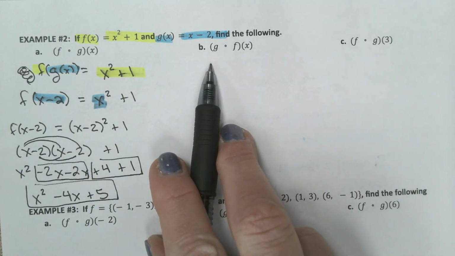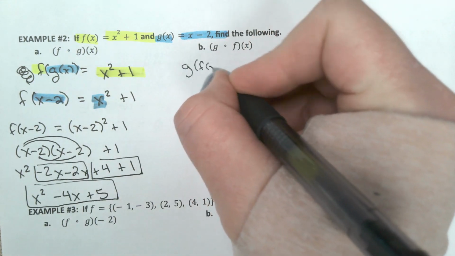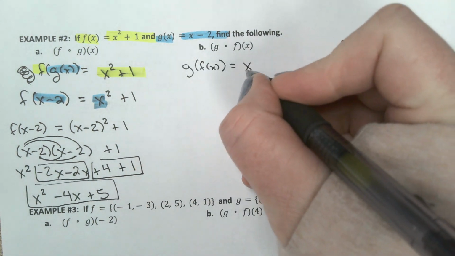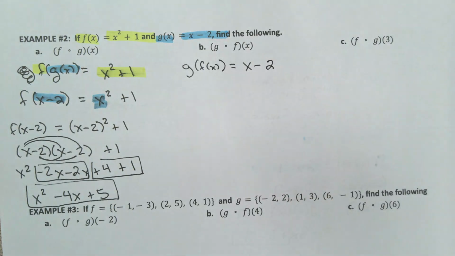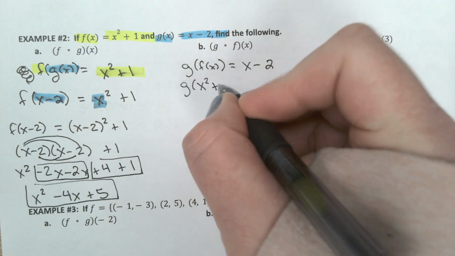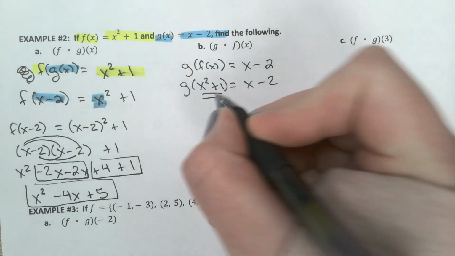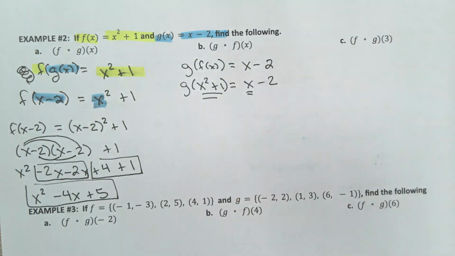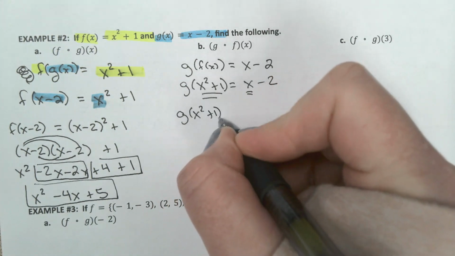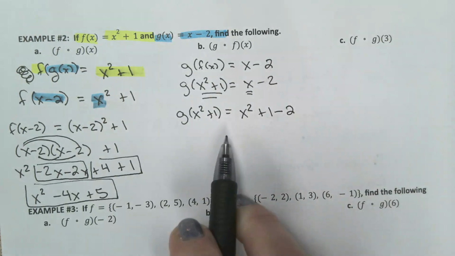Here on 2b, now we have it in reverse. So I have g of f of x. So g comes first, so that means I'm using x minus 2 as my main function. Get rid of f of x and put in x squared plus 1. Whatever you have right here goes right there in place of x. So I have x squared plus 1 minus 2.